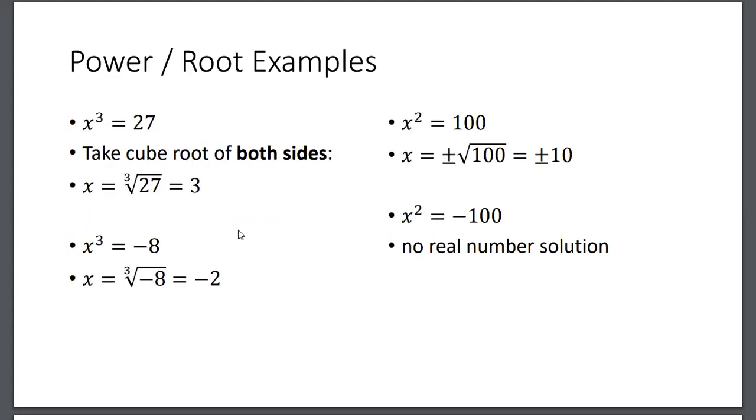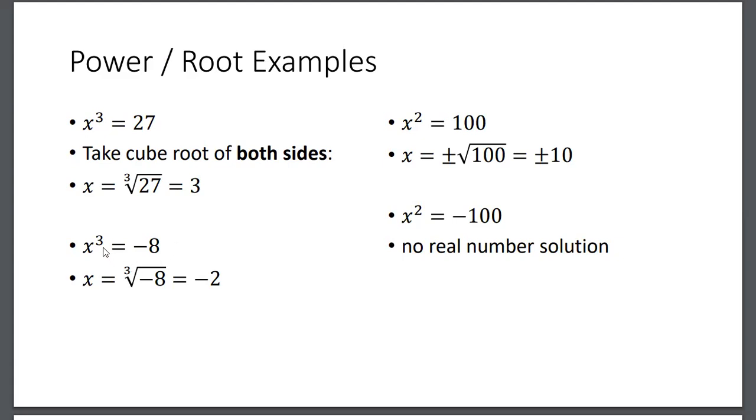Power and root examples. First with odd powers, taking 3 here. x cubed equals 27. Take the cube root of both sides. Cube root of x cubed is x. Cube root of 27 is 3, because 3 times 3 times 3 is 27.